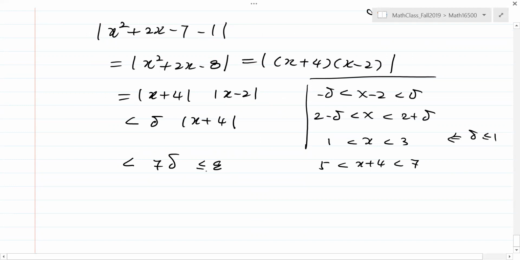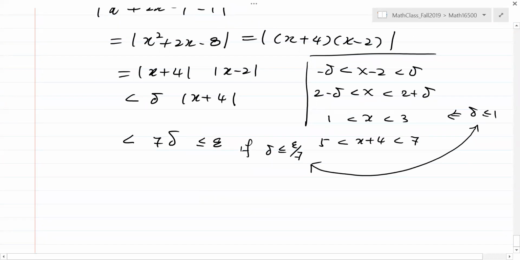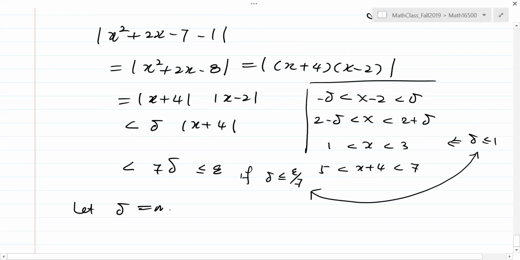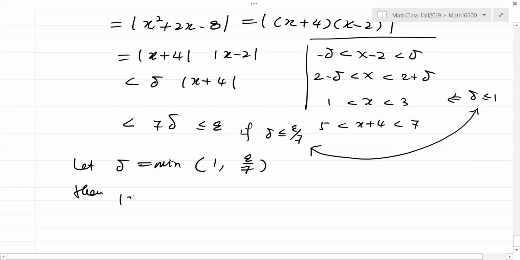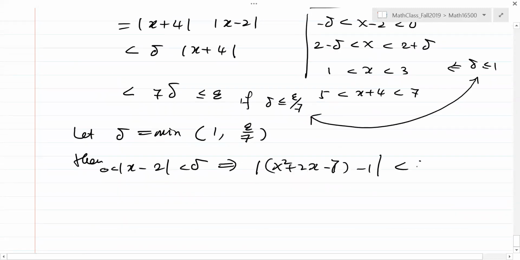Second assumption is we want to make sure this is less than epsilon. So if delta is less than epsilon over 7. So those are two assumptions we need, combine them. In order to guarantee the above expression is less than epsilon at the end, you have two assumptions on delta. So you can let delta be the minimum value of 1 and epsilon over 7. Okay, then absolute x minus 2 less than delta, greater than 0, implies absolute x squared plus 2x minus 7 minus 1 is less than epsilon. So we are done.